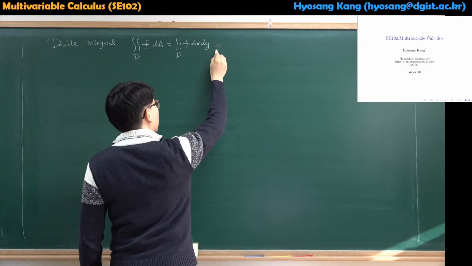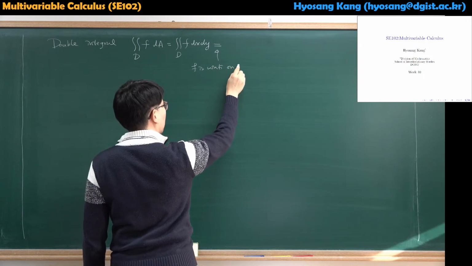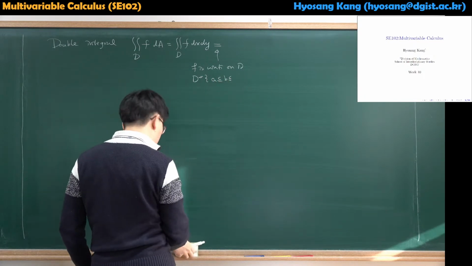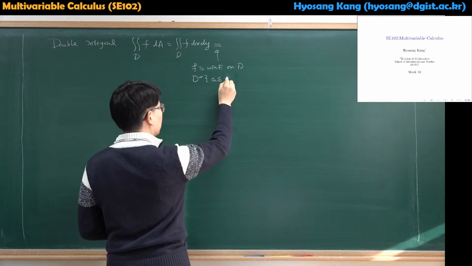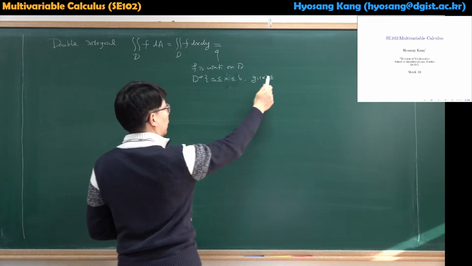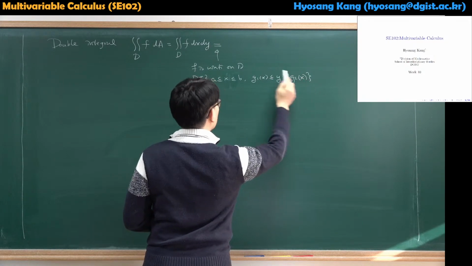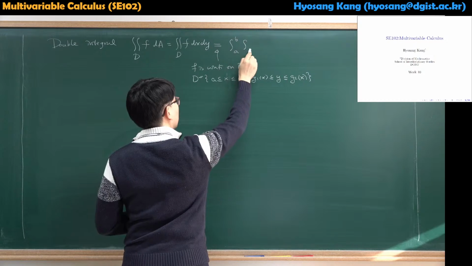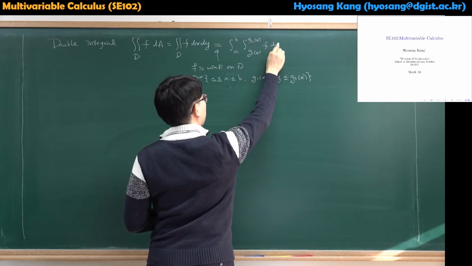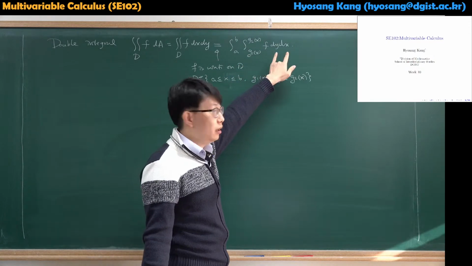And when you have a continuous function on D, and D is represented by two inequalities, that x is bounded from a to b and y is bounded from g1 to g2 depending on x, then the Fubini theorem says that we can compute this double integral using iterated integral as follows.